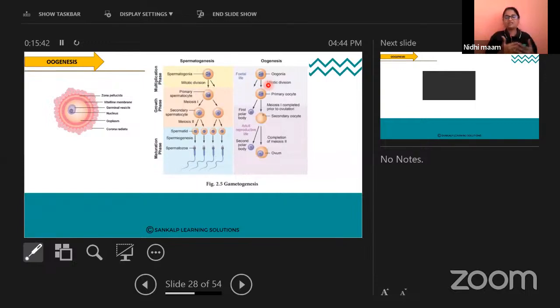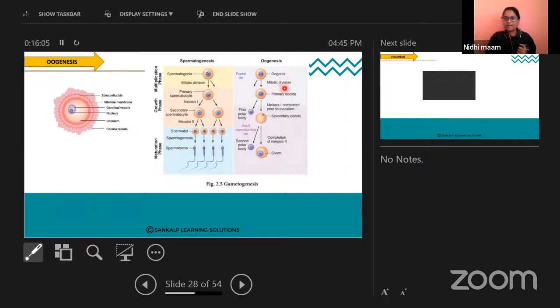So for all the girls sitting over there, or for all your mothers and sisters, their oogenesis began when they were in their mother's womb. So how does oogenesis happen in fetal life, when the child is in the mother's womb? There are oogonia, the ova mother cells.